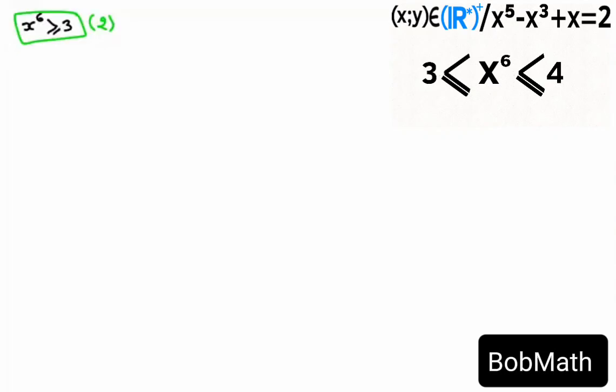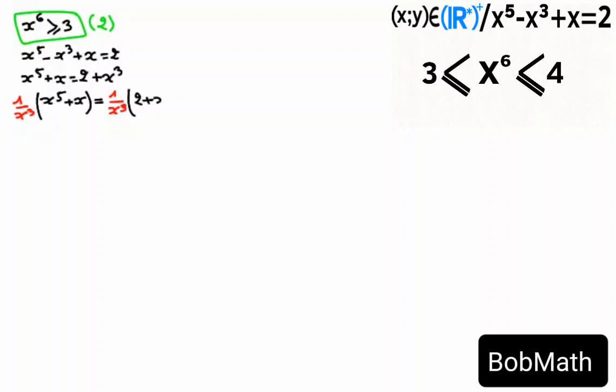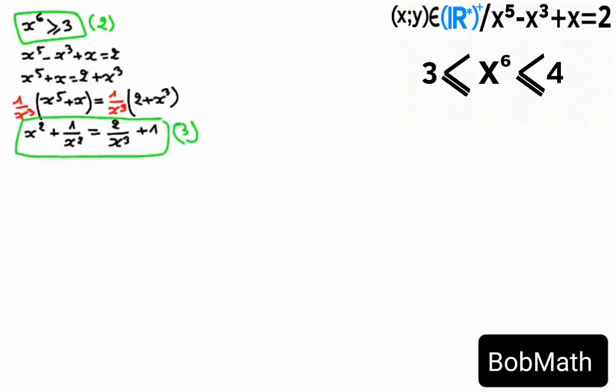And we know that x^5 - x^3 + x = 2. So x^5 + x = 2 + x^3. Now we multiply this equality by the number 1/x^3. So we get (1/x^3)(x^5 + x) = (1/x^3)(2 + x^3). Therefore, x^2 + 1/x^2 = 2/x^3 + 1. We call this equality 3.